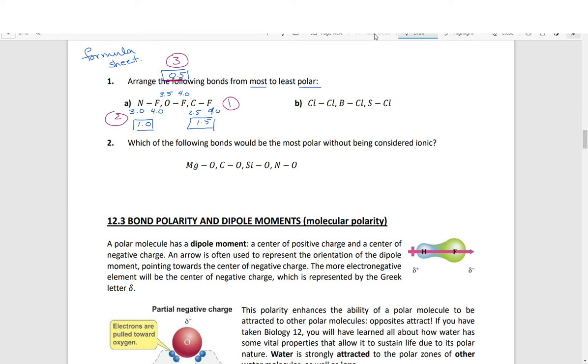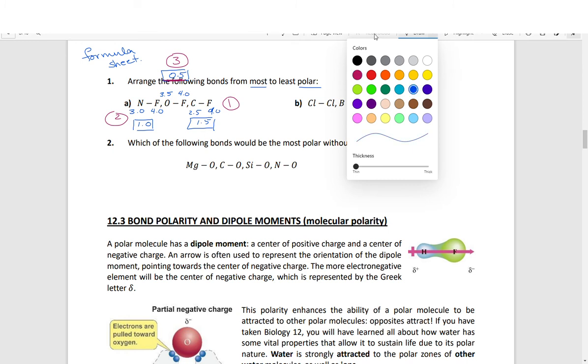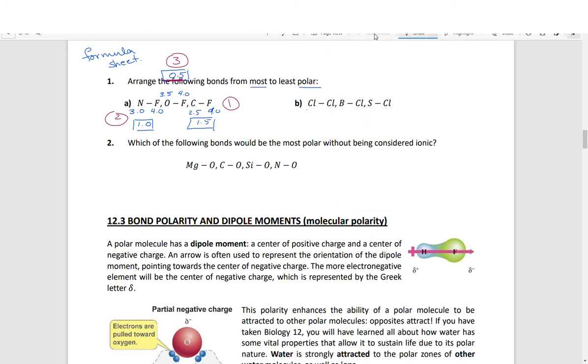Okay, so if we do another one like this, and again, I'll just pull them from the periodic table. Chlorine and chlorine, there's no difference between those. That would not be polar at all. So it's going to be the least, right? So it's pure covalent, not polar covalent.